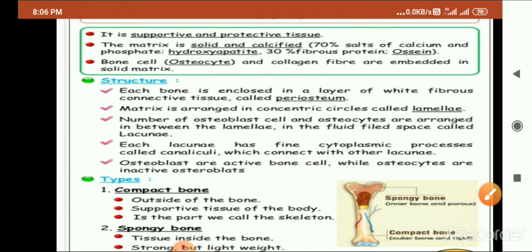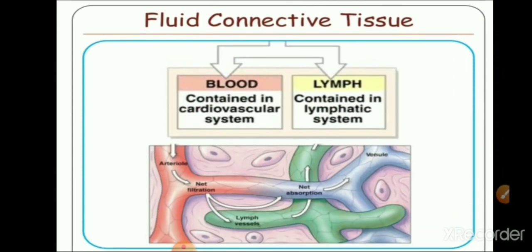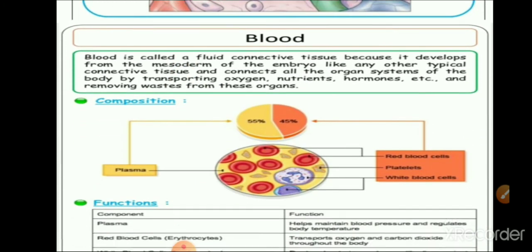Here we have the diagram to show the spongy bone and the compact bone. Now we have the fluid connective tissue, also termed as vascular tissue. It is of two types, blood and lymph. The blood is the tissue that flows throughout the body and it is multidirectional, and the lymph is bidirectional and contained in the cardiovascular system. Lymph is part of the lymphatic system.